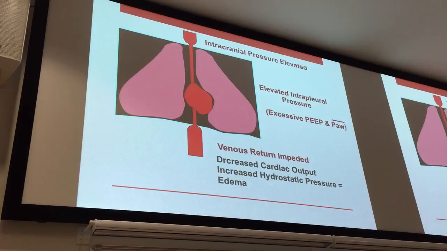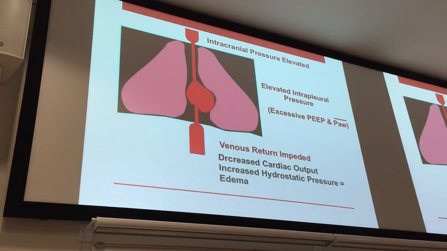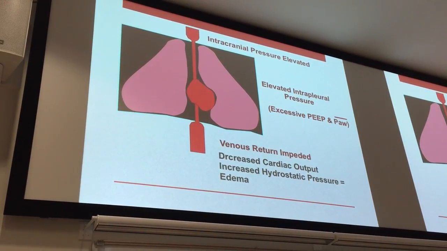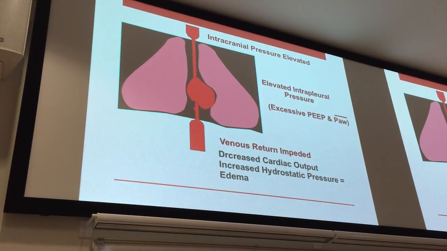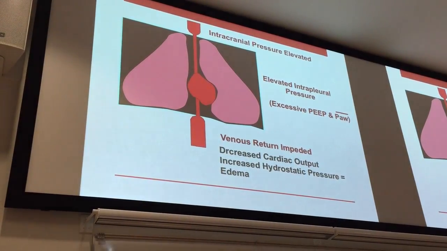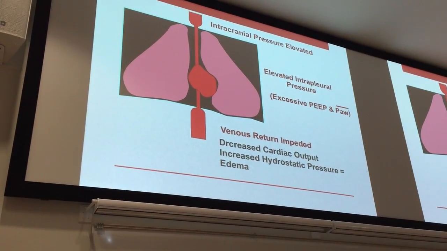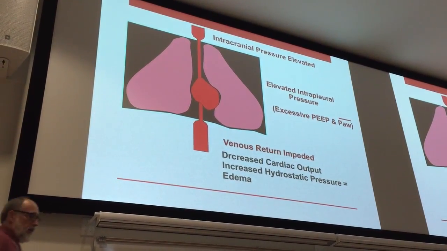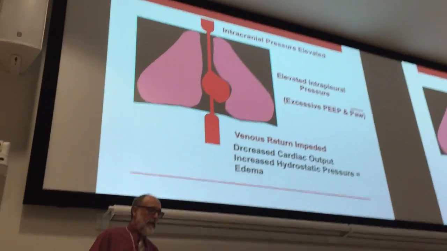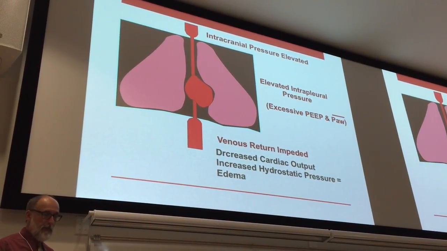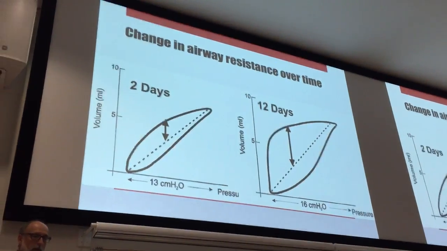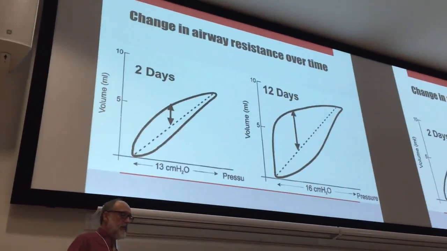And over time, that increased hydrostatic pressure is going to give you edema, which will of course again make matters worse. And all of this decreased cardiac output with decreased venous return and increased venous pressure will affect your cerebral perfusion pressure. So overexpansion is not a good thing, and we need to be careful to avoid that. And then of course, airway resistance changes.